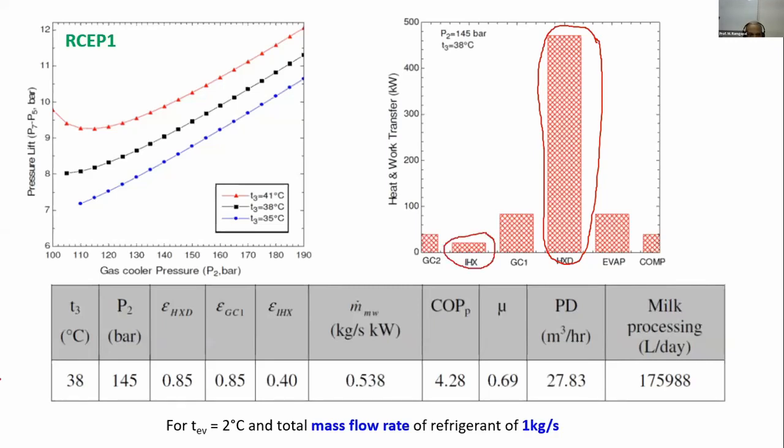These are the typical results at an optimized condition. For example, at a gas cooler exit temperature of 38 degrees, the optimum gas cooler pressure is about 145 bar. We require 85% milk heat exchanger effectiveness and a gas cooler 1 effectiveness of 85%. The intermediate heat exchanger effectiveness need not be more than 40%, because the amount of heat transfer is also less. Under these conditions, your specific milk flow rate is about 0.5 kg per second per kilowatt, and your pasteurization COP is about 4.28. If your refrigerant flow rate is about 1 kg per second, then in a day you can process about 175,000 liters of milk. So this can be used for a fairly big dairy plant.